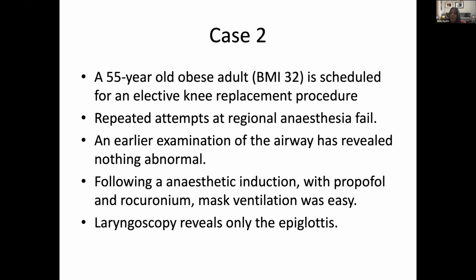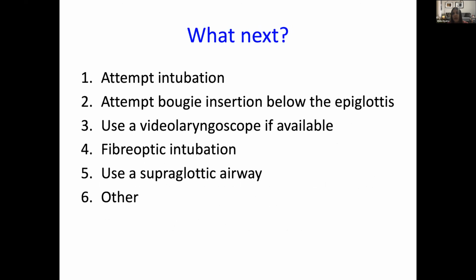So this is completely unanticipated because the airway was not anticipated to be difficult, but you could just see the epiglottis. You can't see anything beyond that. So what do we do next? Attempt intubation, or attempt bougie insertion below the epiglottis, or use a video laryngoscope if available, or just use the bronchoscope, or use a supraglottic airway device. What should you do? What next?